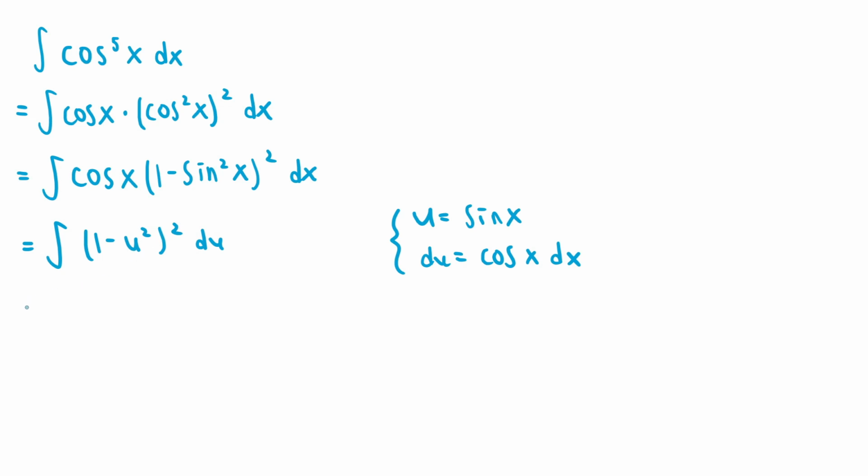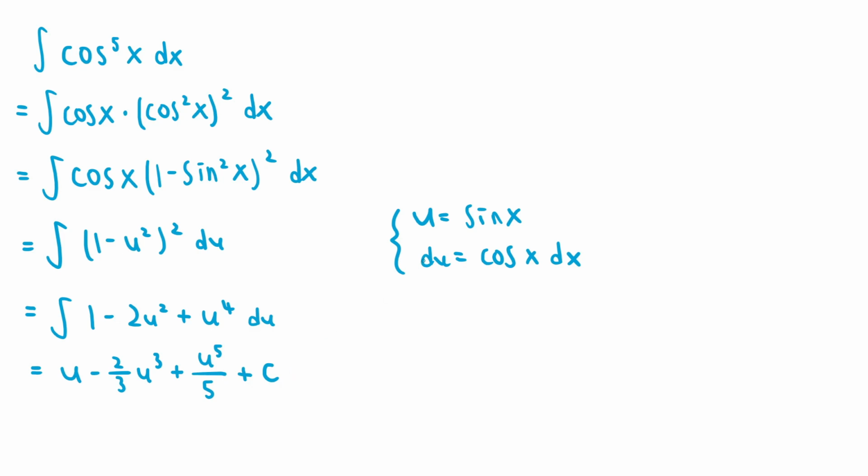If we expand this expression, this just becomes the integral of 1 minus 2u squared plus u to the fourth du, and we can just integrate this polynomial term by term. The integral of 1 is equal to u. The integral of negative 2u squared is negative 2 over 3 times u cubed, and the integral of u to the fourth is u to the fifth over 5. And we have to add the constant of integration c.